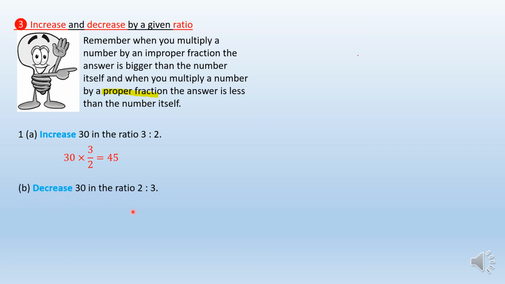The B part has to do with decreasing 30. All right, so the ratio has been swapped around. Decreasing means you must multiply by a proper fraction, and you get an answer that is less than 30. In this particular case, the correct answer is 20.